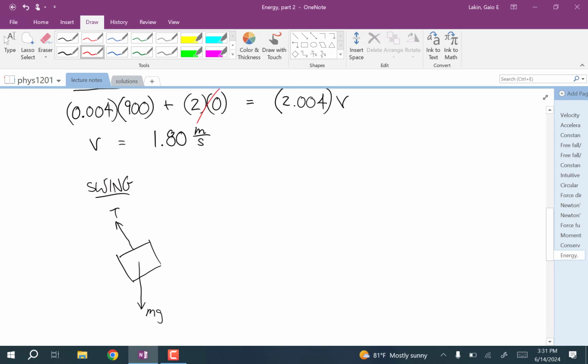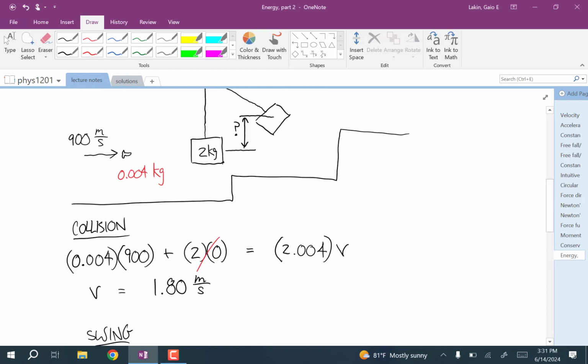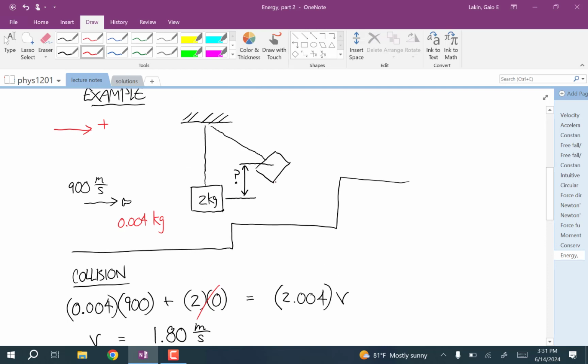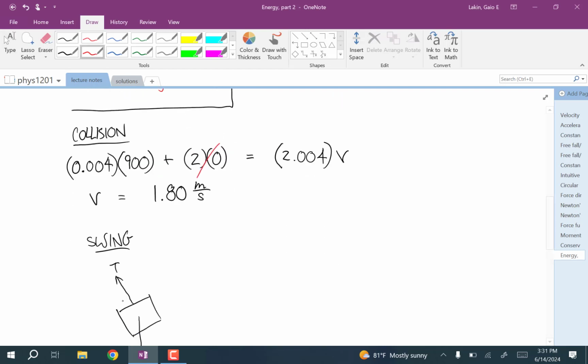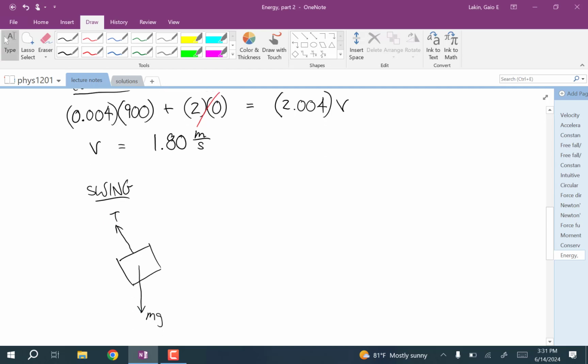That's a non-conservative force. But notice that this mass is going to be swinging in a circular pattern. Okay? And that cable tension is toward the center of the circle. And so one of the things that we know is that if you have something in circular motion, any forces toward or away from the center of the circle do no work. And so this does no work. And so we can use conservation of mechanical energy for this system.